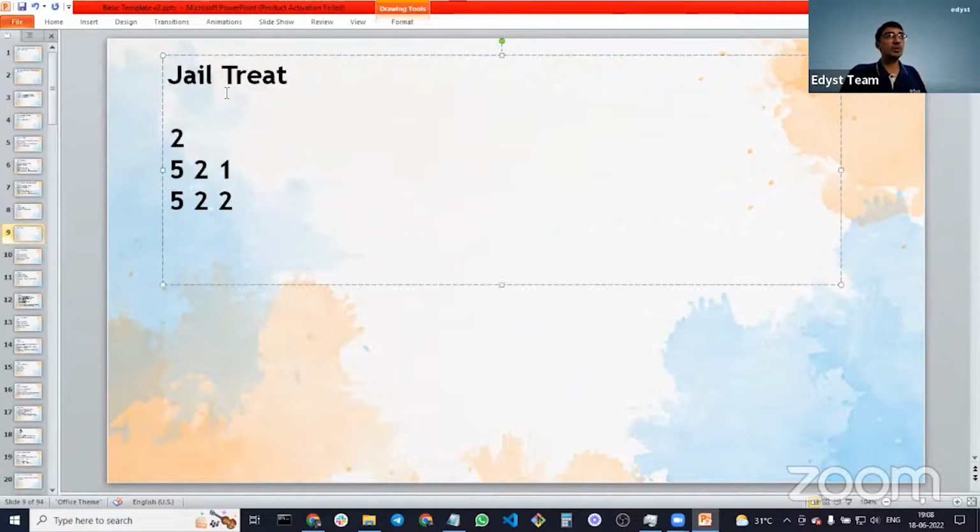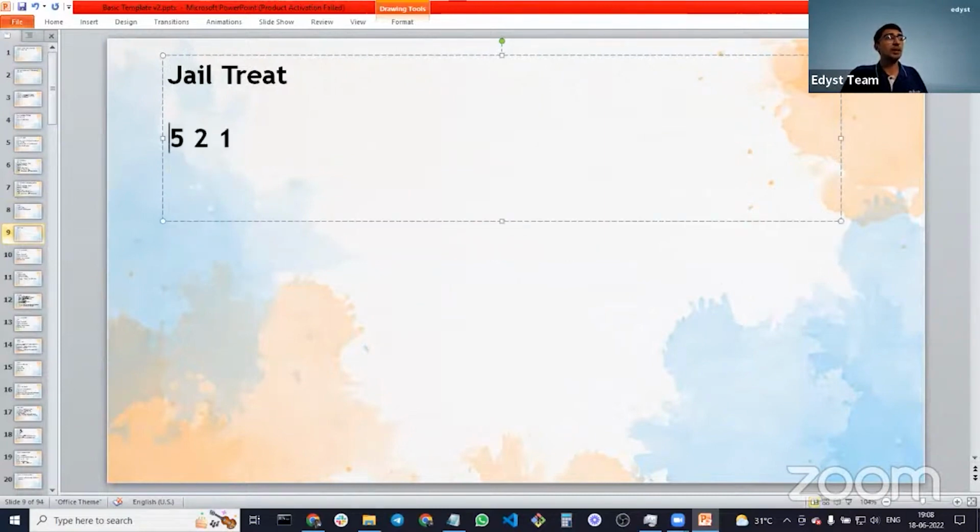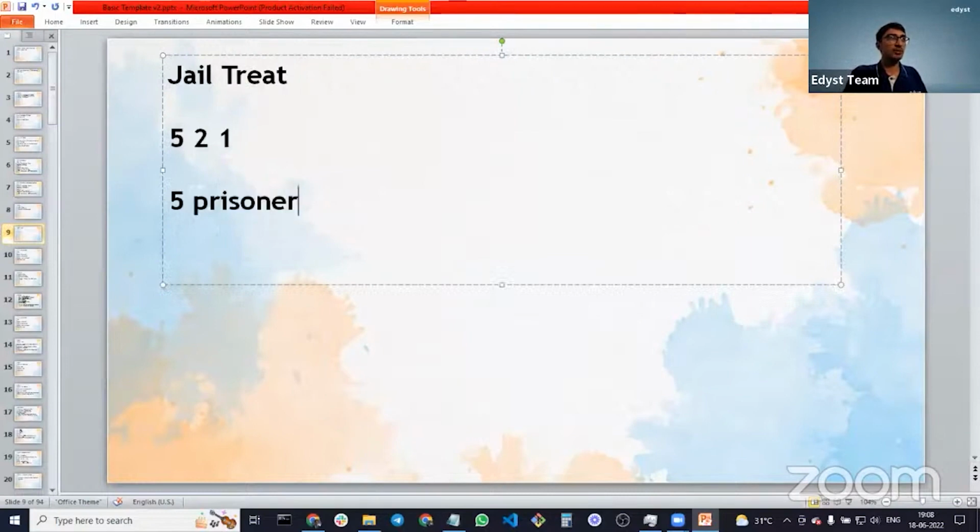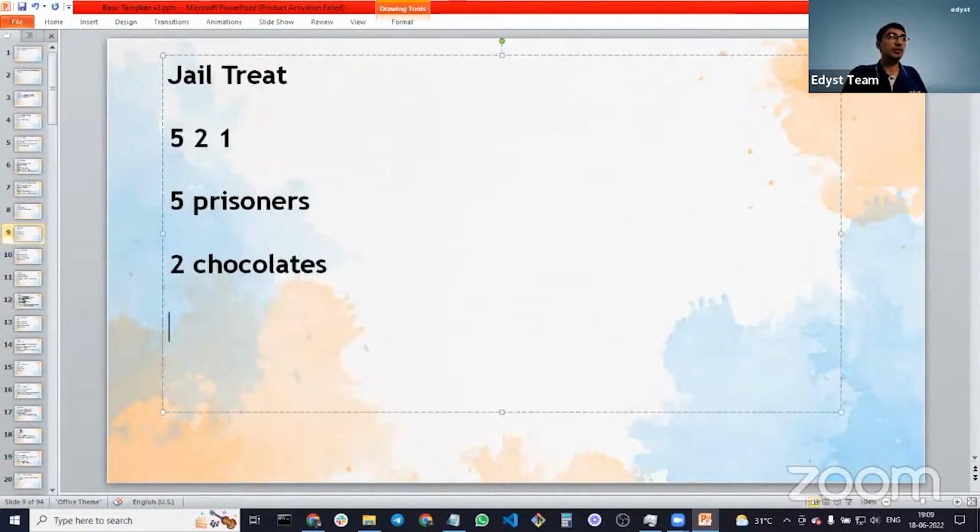All right, so this is the input. Let's start with this input first. 2 is the number of test cases. So I'll start with the first test case. What this means is there are 5 prisoners and 2 chocolates. And we start distributing. First, chair number 1 gets the first chocolate. How can I say chair number 1? That's the one over here.